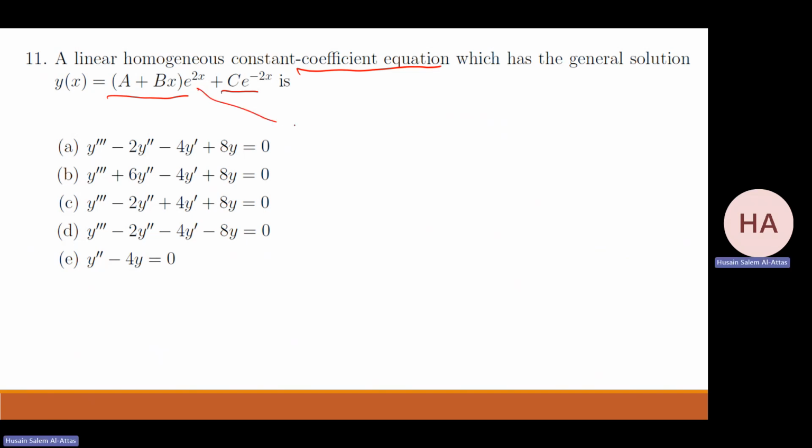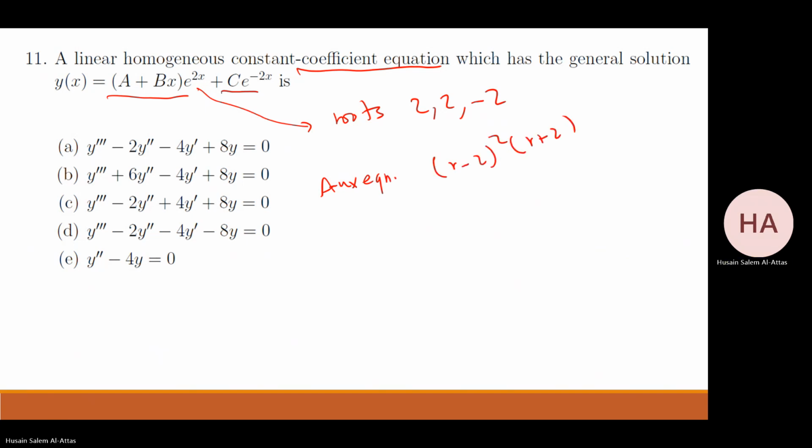Okay, what I have from here, what are the roots? 2 repeated and minus 2. So what are the factors of the auxiliary equation? Let me say the auxiliary equation will be r minus 2 squared times r plus 2 equals 0, which is what? r squared minus 4r plus 4 times r plus 2 equals 0.